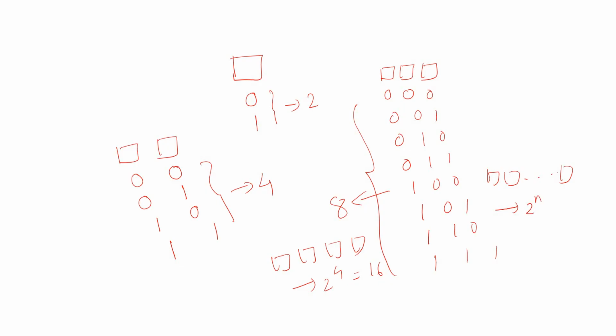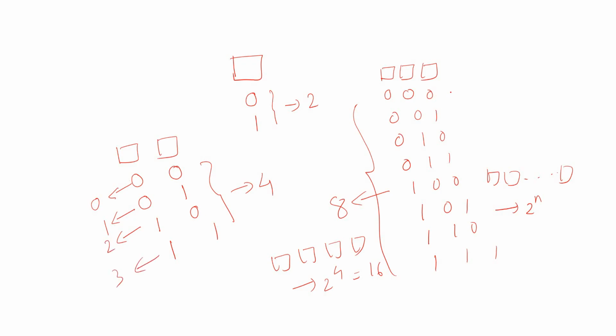By using these different combinations, we can represent the decimal numbers. That means the decimal numbers can be converted to binary numbers. This 0 0 means 0, this will be 1, this will be 2, and this will be 3.